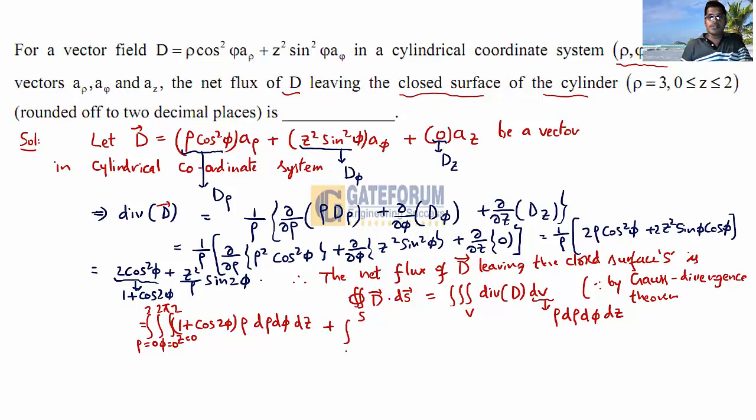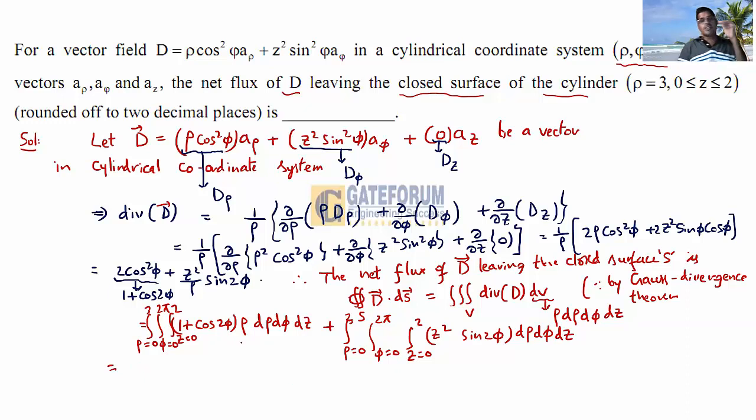So again a triple integral, rho limits 0 to 3, phi limits 0 to 2 pi, z limits 0 to 2, z square by rho multiplied with this rho. So rho cancels, z square sin 2 phi d rho d phi dz. Here the triple integral is evaluated easily because all the 6 limits are constants and the terms are multiplications: rho terms, phi terms and z terms multiplying each other.